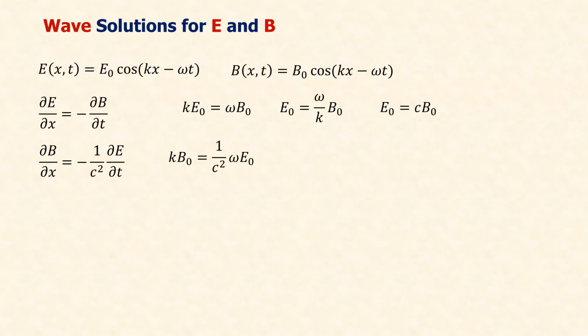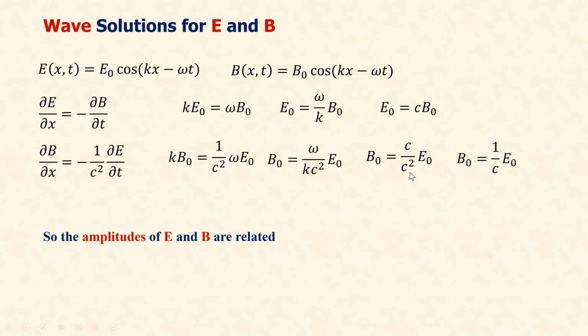And also from the other equation, we say that k B naught is equal to 1 over c squared omega times E naught. Again, if you solve for B naught, B naught is 1 over c squared omega over k times E naught. And omega over k is c, so it becomes c over c squared, which is 1 over c. Again, you have the same thing. E naught is c B naught, right?